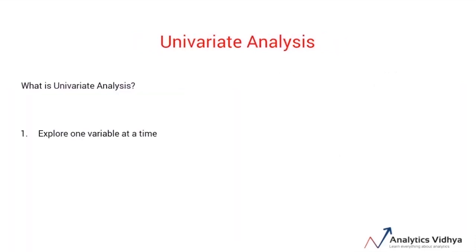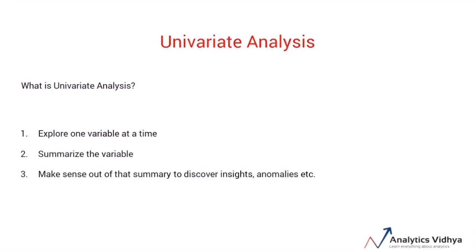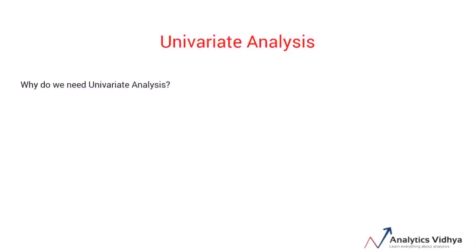Univariate analysis is where we focus on a single variable at a time, summarize it, and use this summary to understand the data better. Let me put it this way. In univariate analysis, we understand several aspects of data, like what is the type of available data? Does the distribution of data look correct? Are there any anomalies in the data, etc.